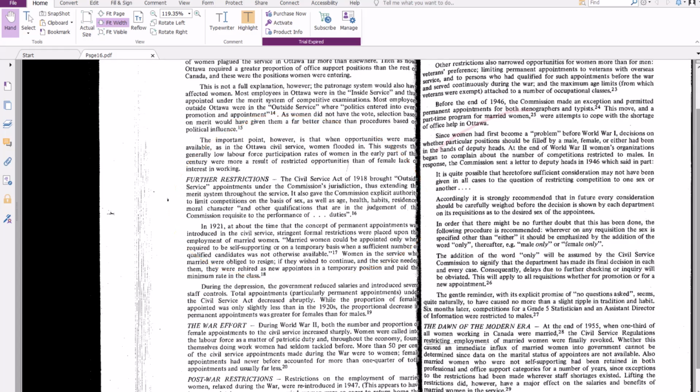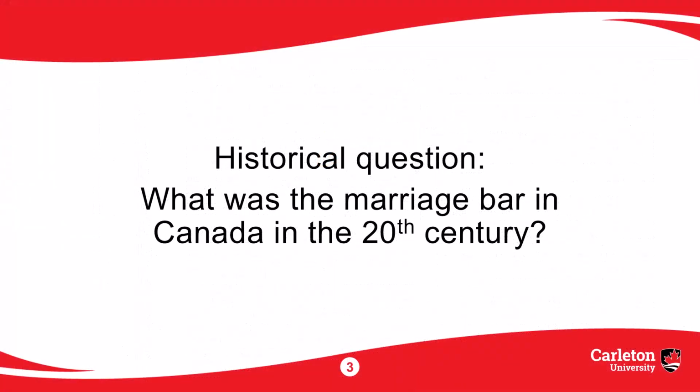The report also suggests that changes to legislation were made in the 1950s due to social and political changes after World War II. As such, a consultation with a Carleton University librarian has been very helpful in identifying primary sources that are relevant to answering our historical question.